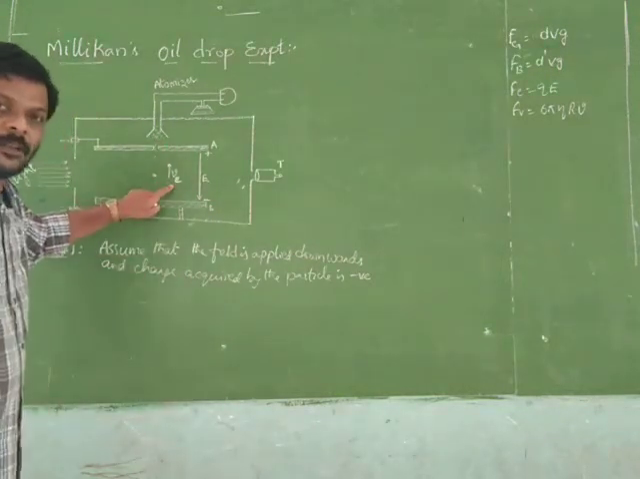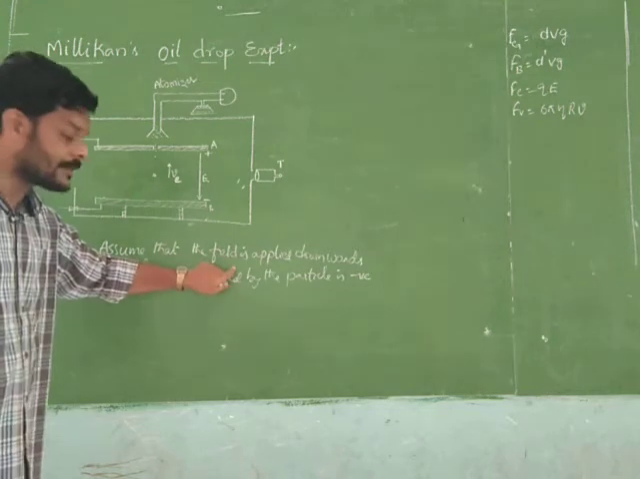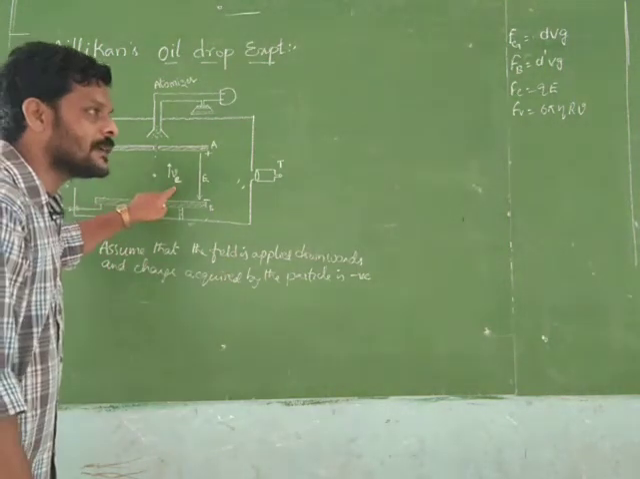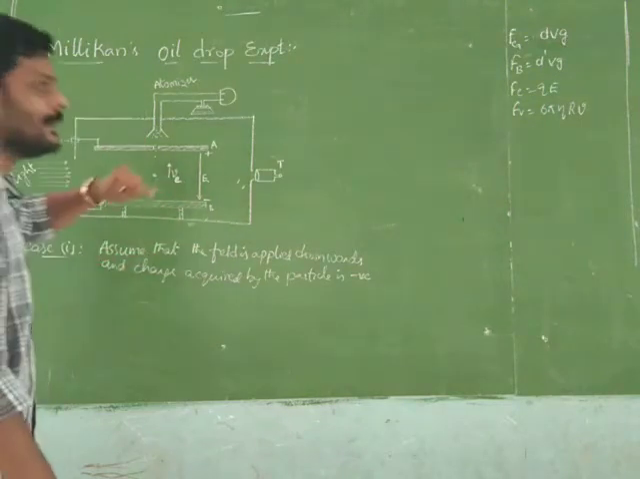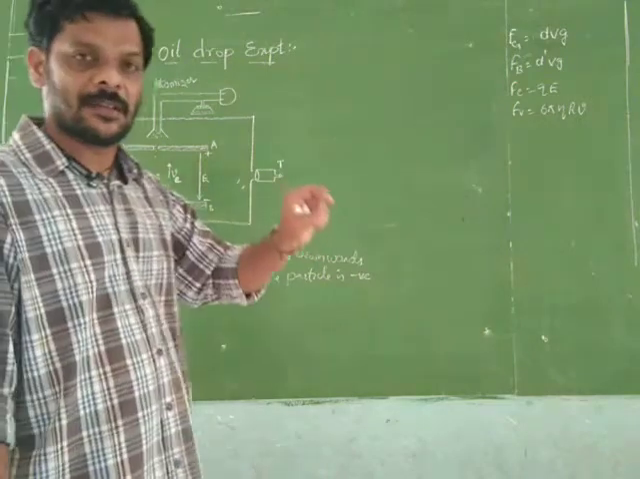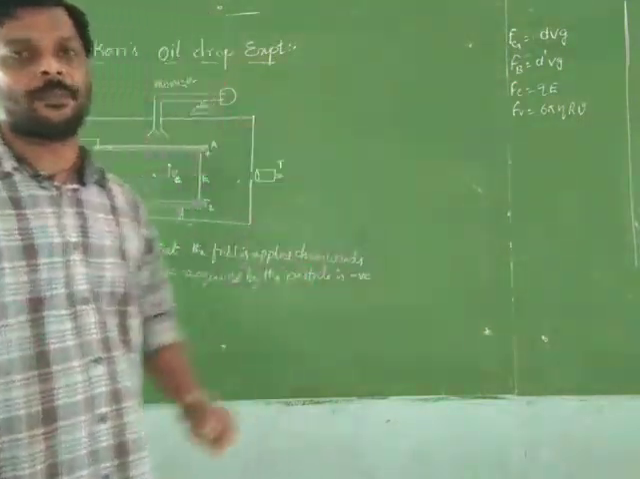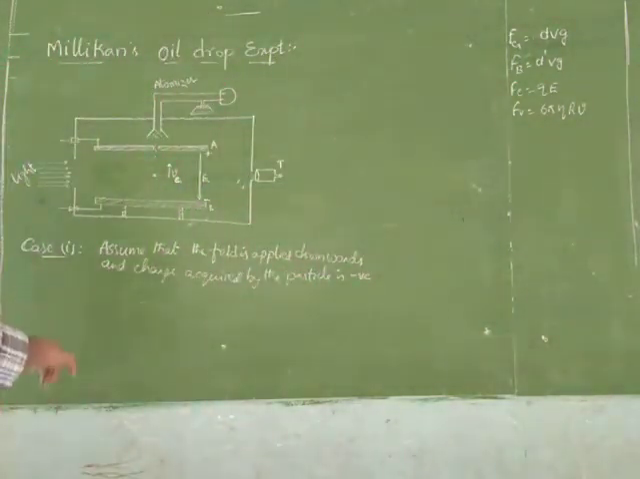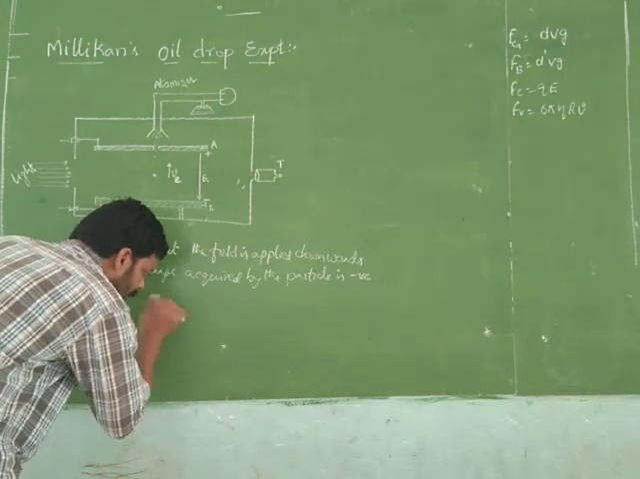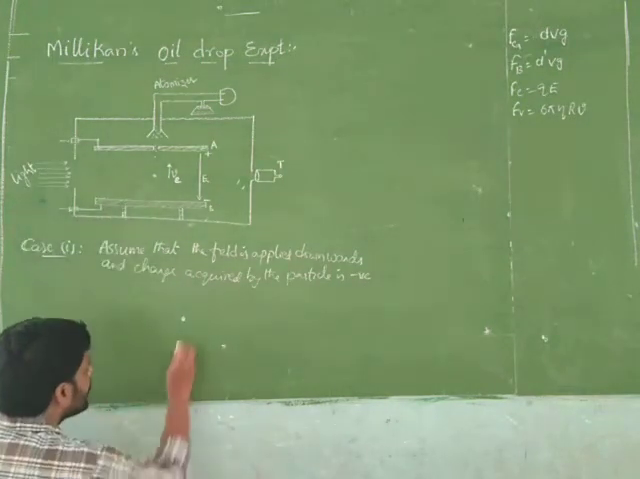VE is the terminal velocity of the particle due to the electric field. Once the particle attains the terminal velocity, acceleration is 0, F net is 0. Now, draw the free body diagram for this particle. So, this is the particle we are assuming.